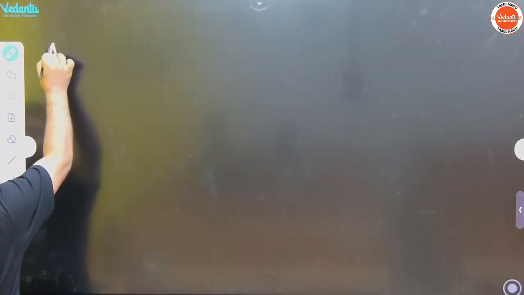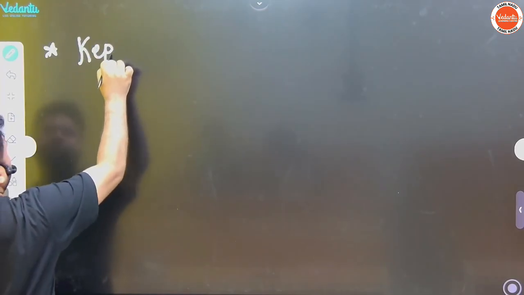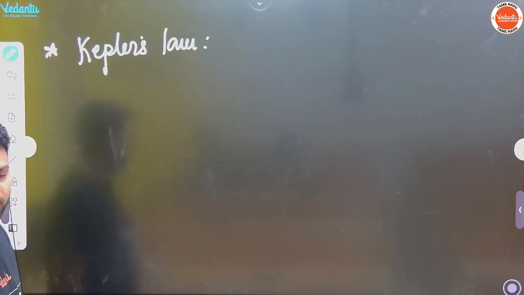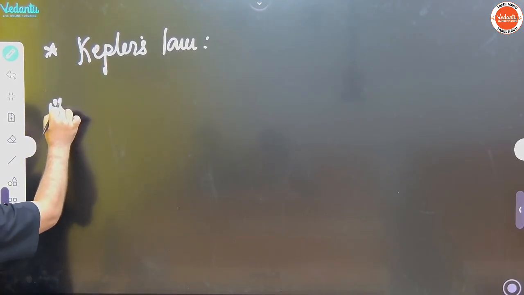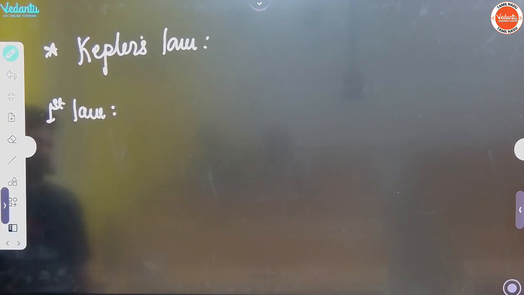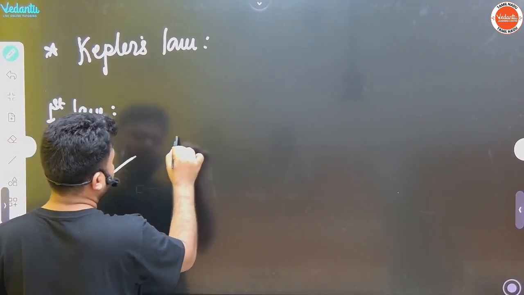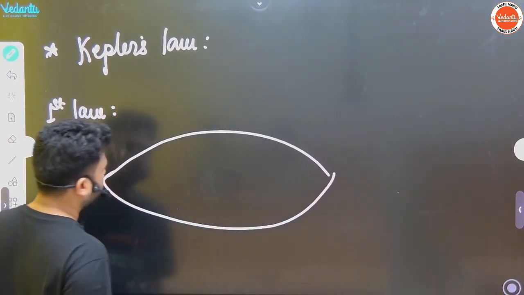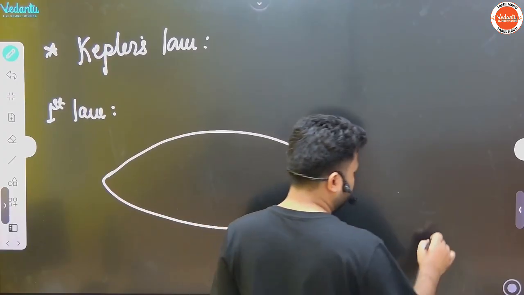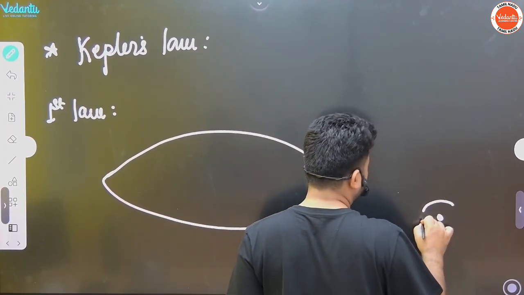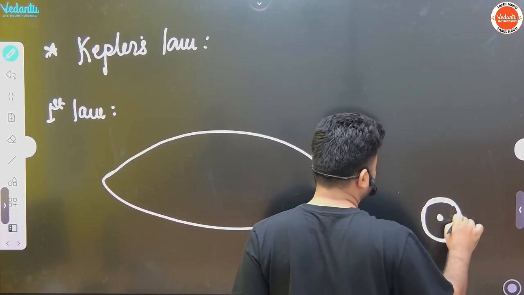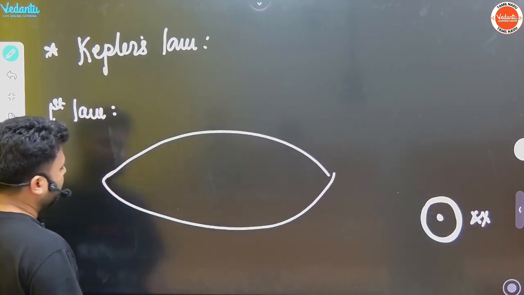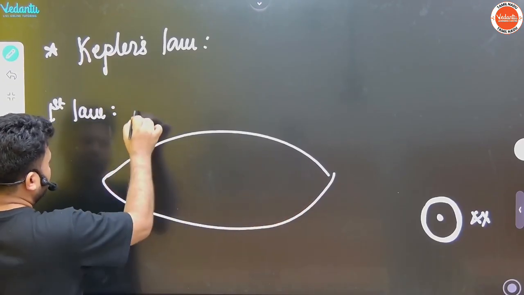Next we have Kepler's law. Kepler's first law: planets move around the sun in an elliptical path. Normally what we used to think is that this is the sun and the planets are moving around the sun in a circular path. No, this is a wrong concept. Planets move around the sun in elliptical path. So the path is elliptical.